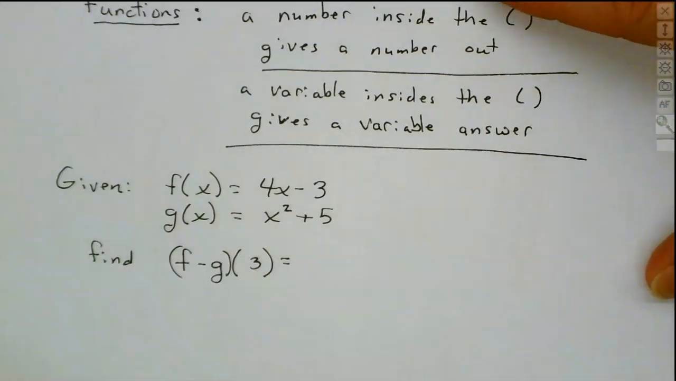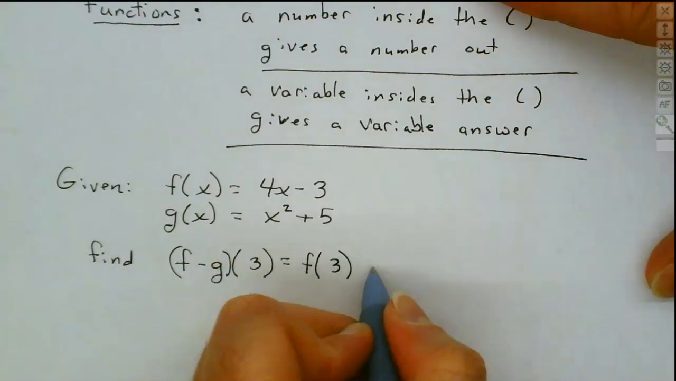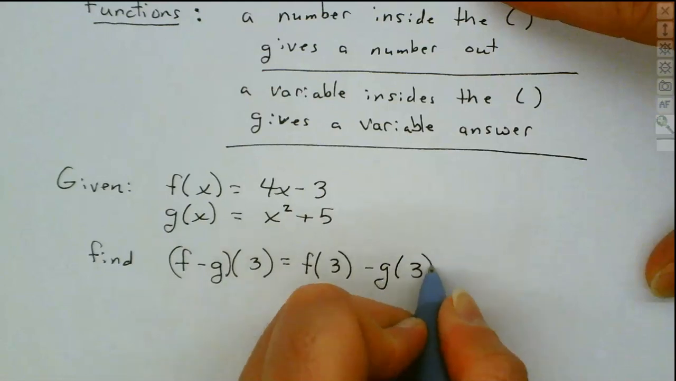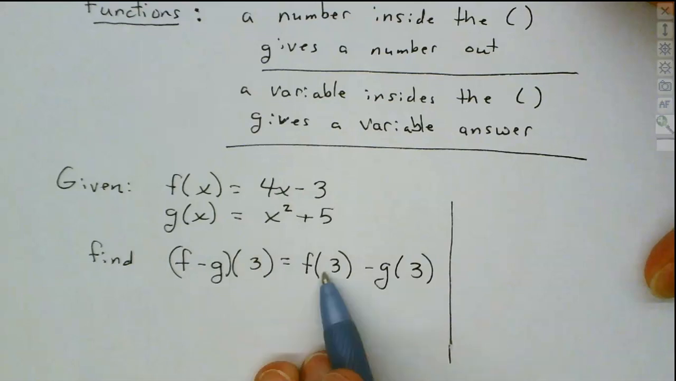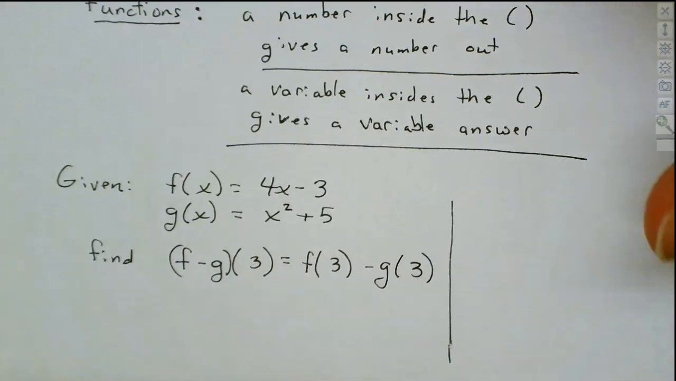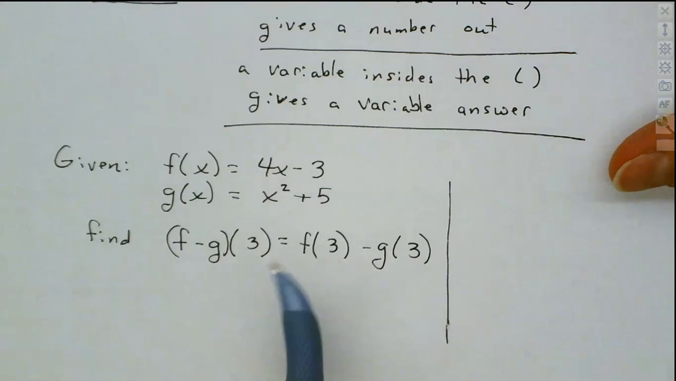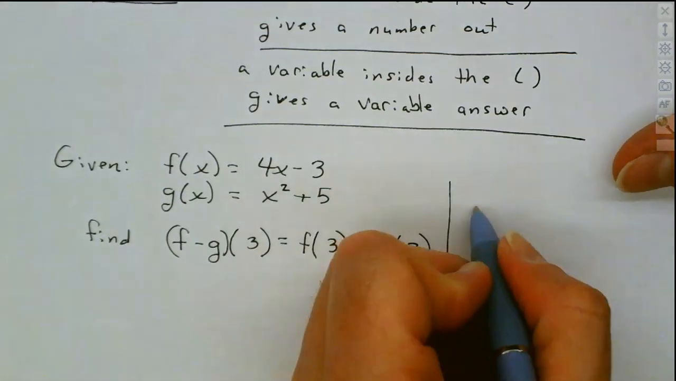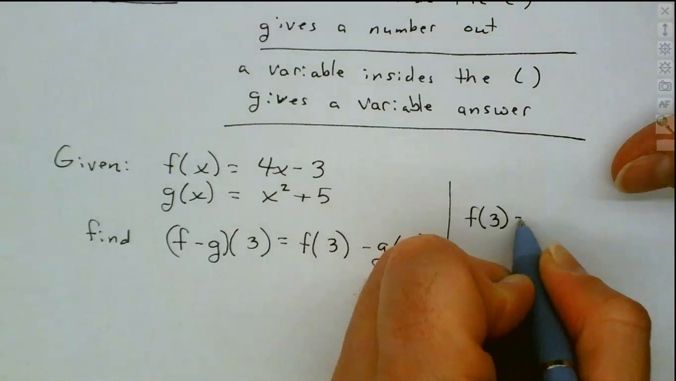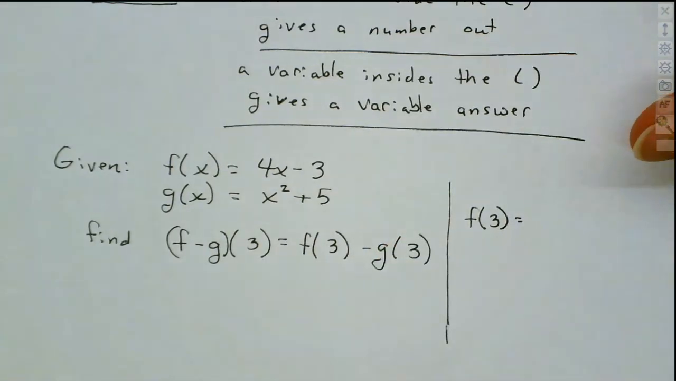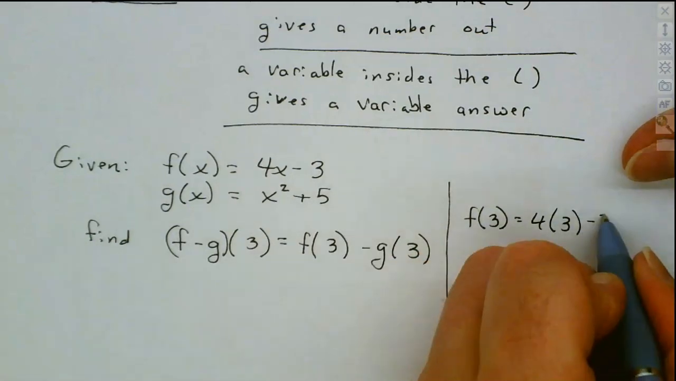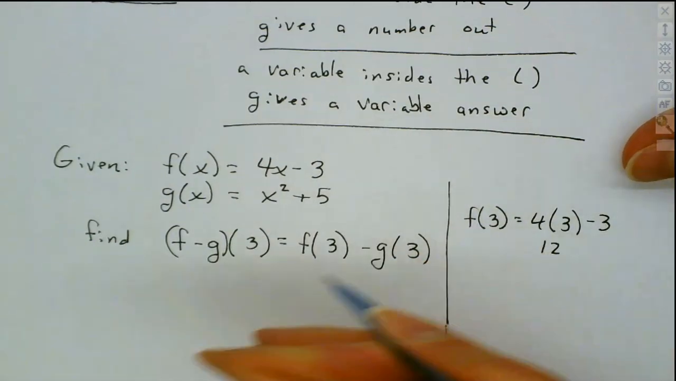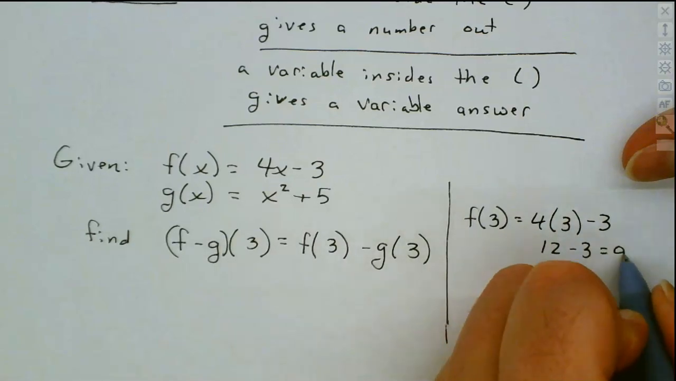So I can rewrite this, breaking it up, as f of 3 minus g of 3. Notice I just split it up. It's subtraction, so I just put it in two separate ones. Now, what we do is we find each part and we plug it in. So let's start off with finding f of 3. And f of 3 would be 4 times 3 minus 3. So that's 12 minus 3, which is then a 9.